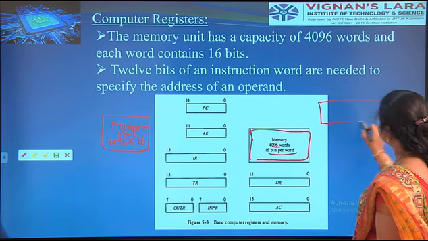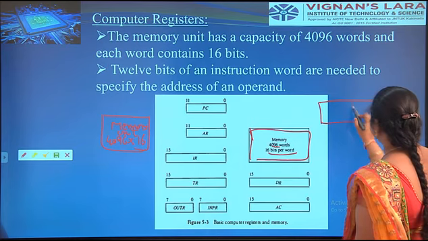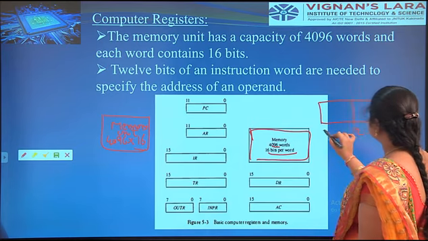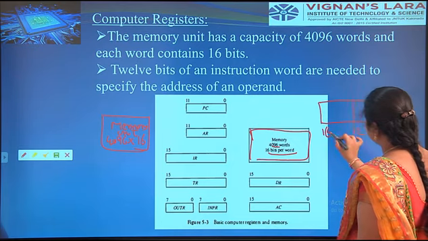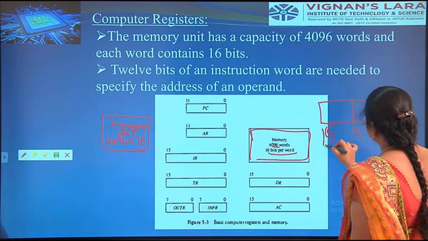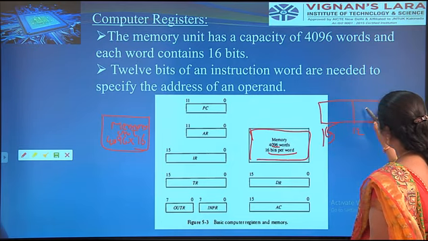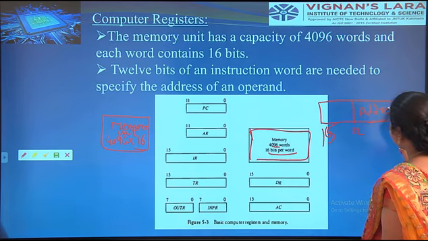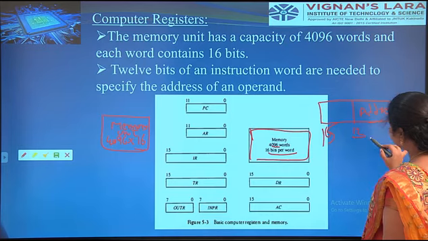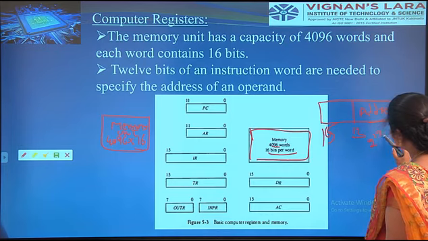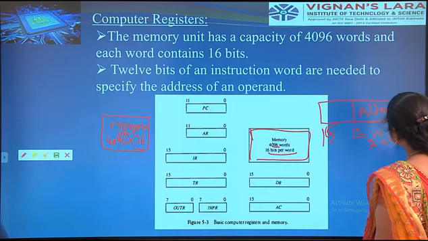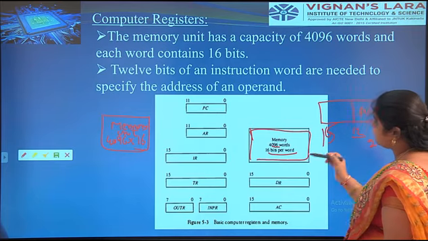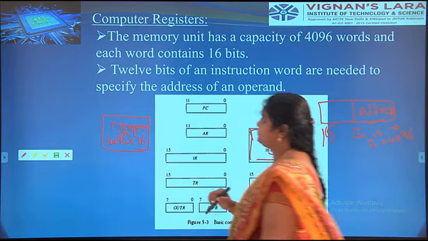Already we discussed the instruction word, consisting of bits 0 to 15, which means 16 bits per data. Okay, this is the address register. It holds the address of the operand. This is 12 bits, that's why 2 power 12 equals 4096 words that can be placed in the memory unit.